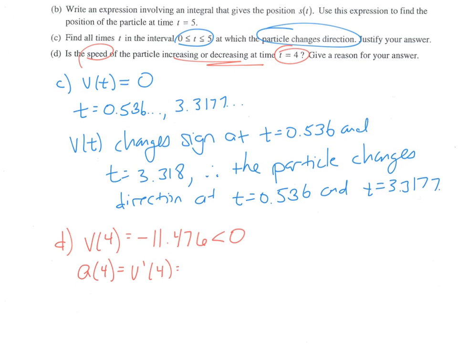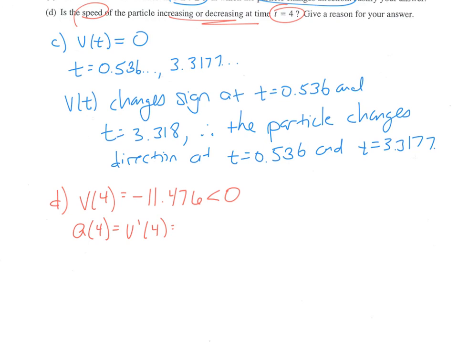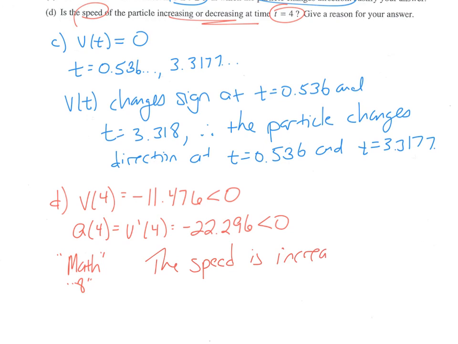For the acceleration, you can take the derivative by hand, but it is okay to use your calculator. If you go to Math and choose number 8, that will give you an option to calculate a derivative at your point. And that should turn out to be negative 22.296-ish, which is also negative. So since the sign of velocity and the sign of acceleration are the same, they're both negative, our particle must be speeding up. So we'll say the speed is increasing because v of 4 is negative and a of 4 is negative.